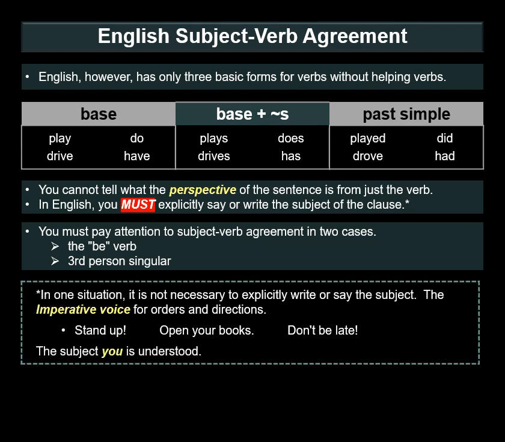Now, when I say you always have to have a subject, there is one situation where it is not necessary to explicitly write or say the subject. This is called the imperative voice. You use it for orders or directions like stand up, open your books, don't be late. In this case, the subject you is understood, but that's pretty much it.